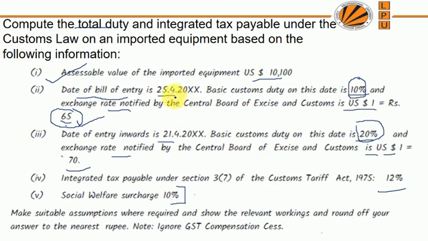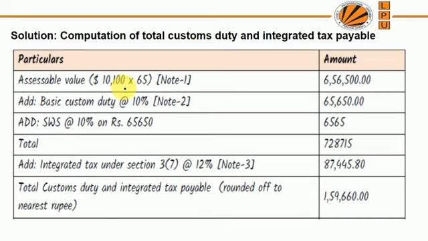Which is later, 25th April or 21st April? Obviously 25th April is later, so 10% basic custom duty. That's it. This is the confusing point in the question. The other part is very simple. So let's get to the solution now. Assessable value 65 we have already discussed. You can write down in note 1 how this 65 has been chosen.